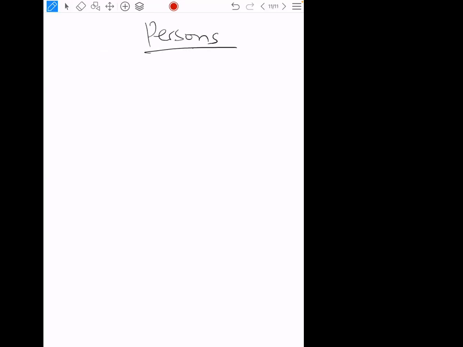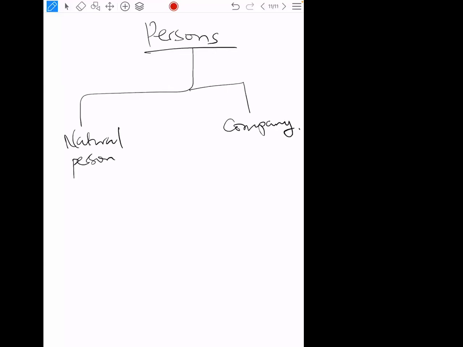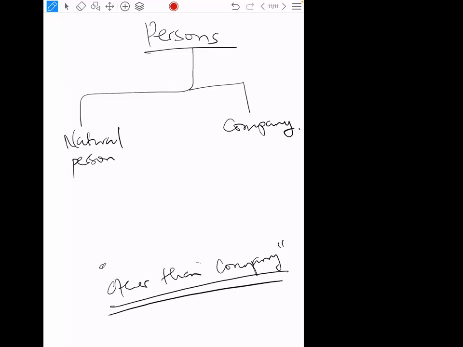Now, this is what we do in tax. In tax, we have got two persons. We have got a natural person and we have got a company. If I say other than a company, what do I mean? Say this person is a person other than a company. Am I saying the person is a natural person, or am I saying the person is a company?